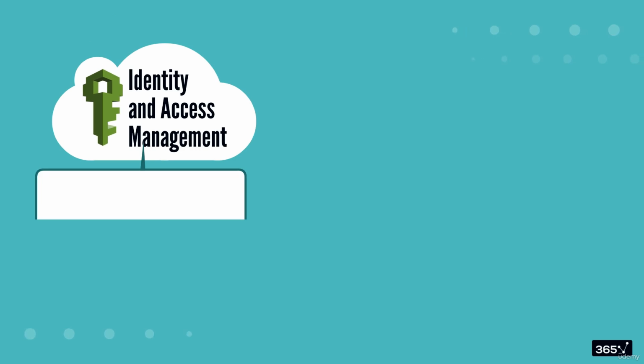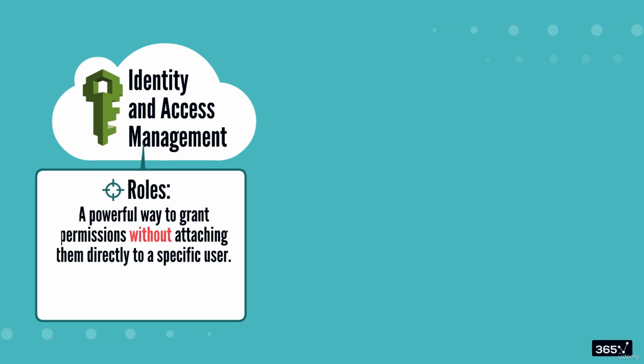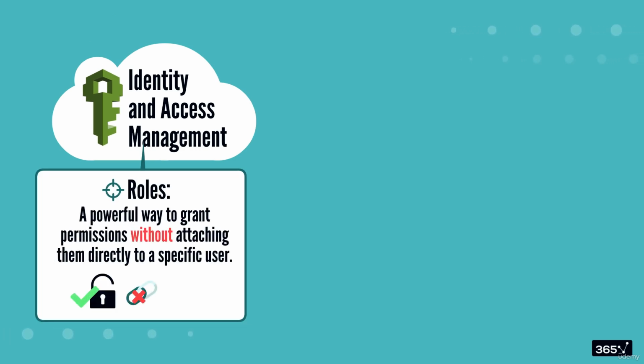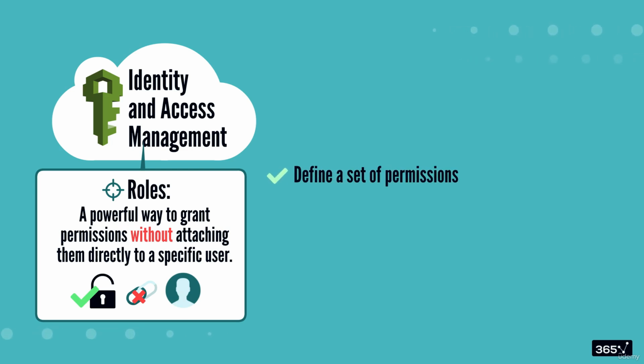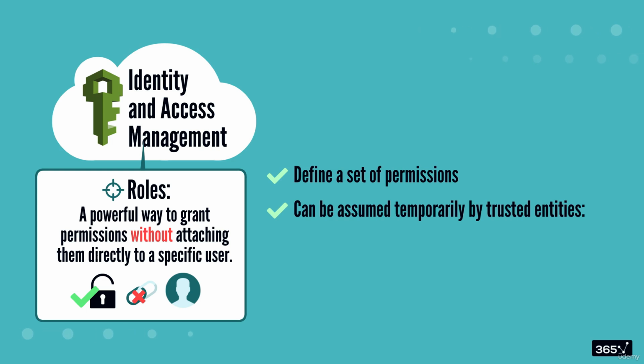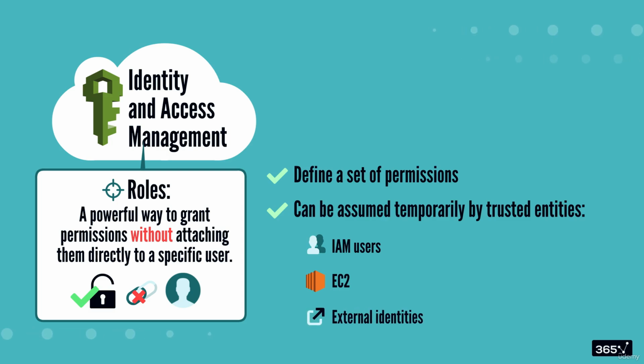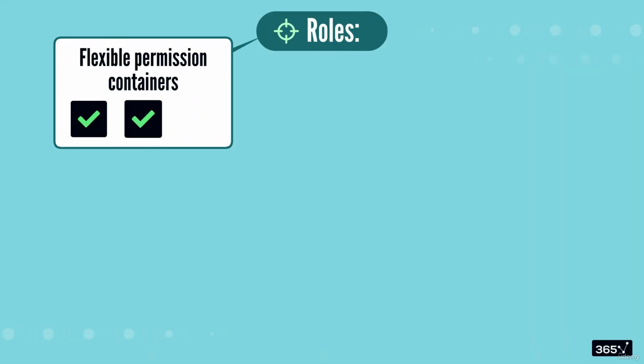AWS Identity and Access Management roles are a powerful way to grant permissions without attaching them directly to a specific user. Instead, roles define a set of permissions and can be assumed temporarily by trusted entities, including IAM users, services like EC2, or even external identities. Think of IAM roles as flexible permission containers.